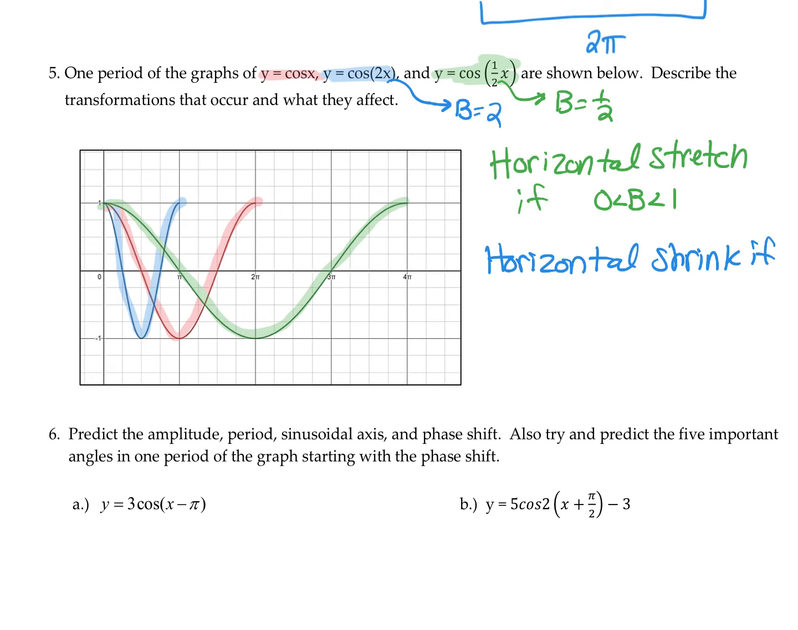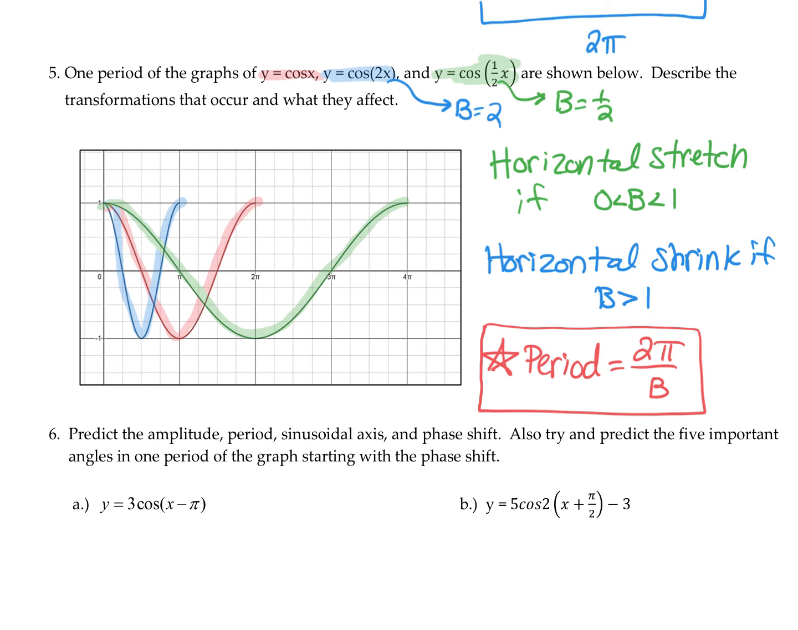And this will happen if my b value is greater than 1. And so the b value helps us determine the period. So the formula that we're going to use to determine what our period is, or how long our cycle is going to be, is 2 pi divided by b. This formula is going to be really important, so I'm going to put a box around it because we're going to use it every time to determine the length of our cycle.